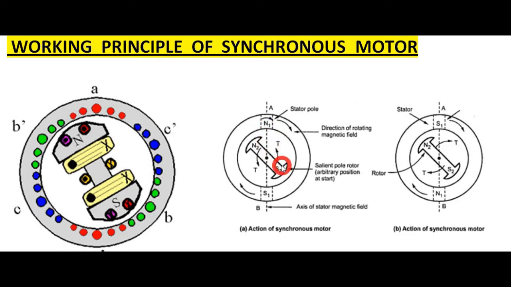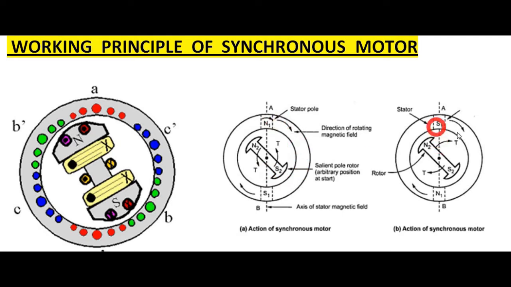Due to this, the rotor will be subjected to a torque in the anti-clockwise direction. But after a period of half cycle, the stator poles interchange their positions. Here N1 and here S1 during the first half cycle.